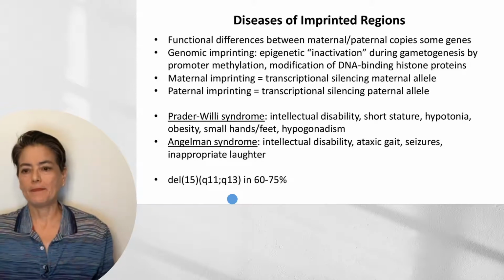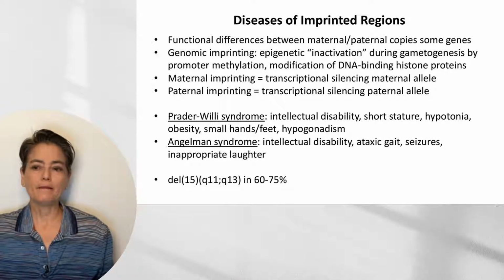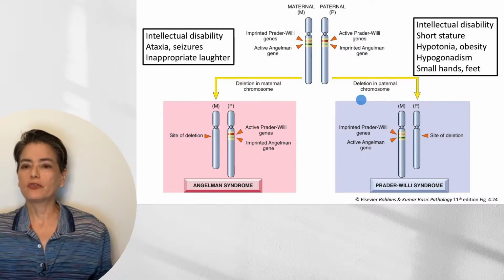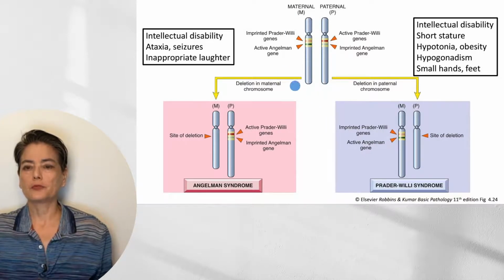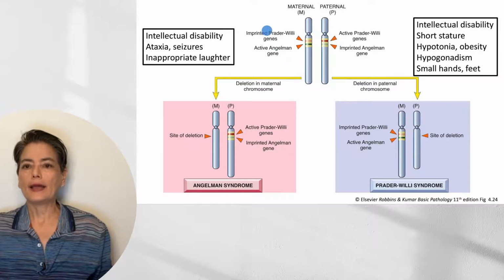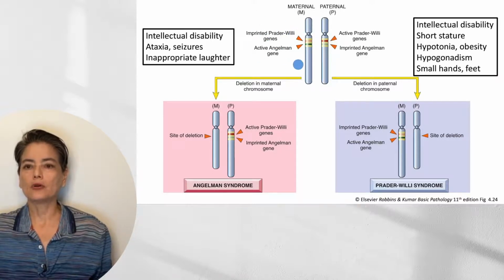So how does this happen? So this occurs through imprinting. So this is a figure from Robbins and Kumar Basic Pathology. You can see here, this is chromosome 15. We have our maternal chromosome and our paternal chromosome. And in this area, we have these 2 sets of genes. We have our Prader-Willi genes and our Angelman genes. And in the maternal chromosome, the Prader-Willi genes are turned off with active Angelman genes, and the converse is true in the paternal chromosome.